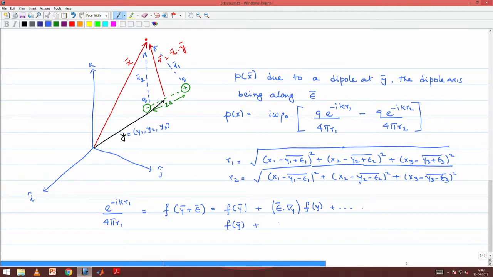So, epsilon dot del y would mean epsilon 1 del y1 plus epsilon 2 del y2 plus epsilon 3 del y3. That is why I put a subscript y along with the gradient sign, to remind myself that in this gradient operation the primary variable is y, not x. So, this will be the relation for f of y plus epsilon, right.